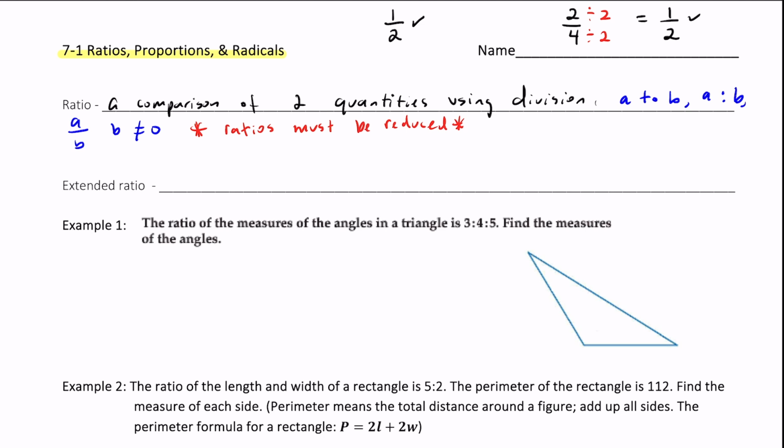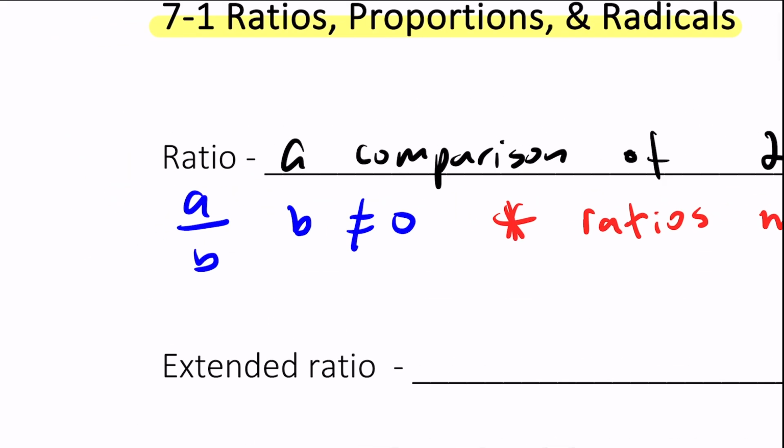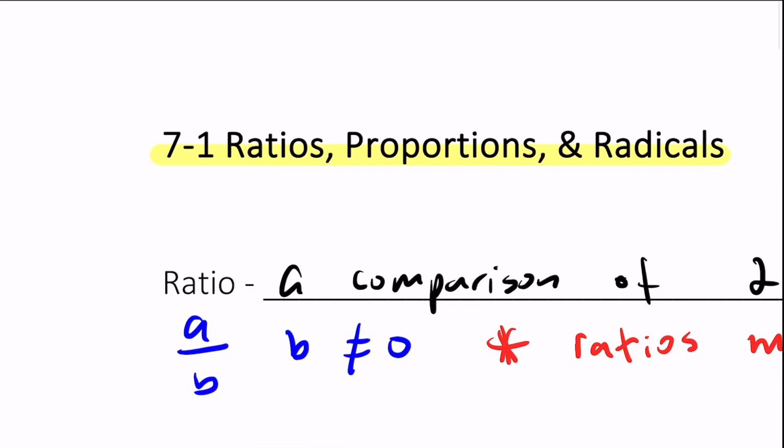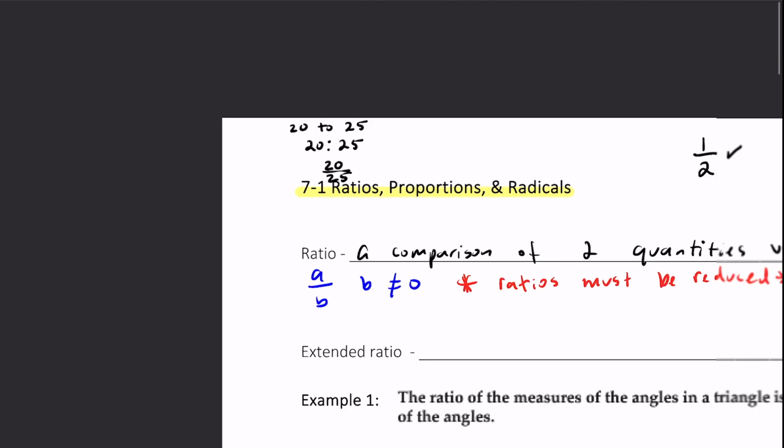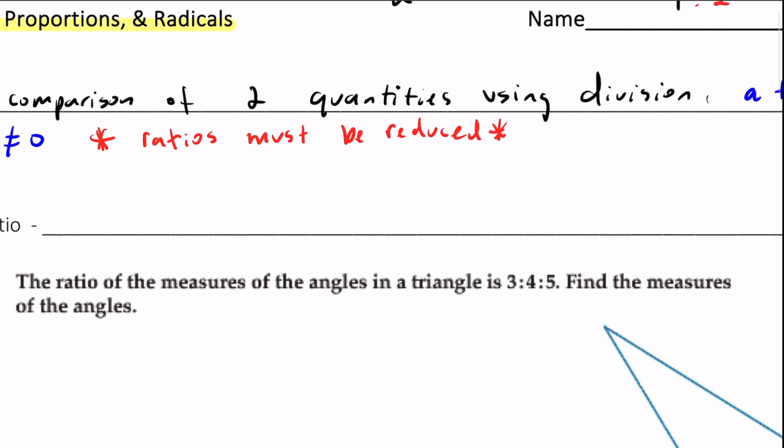In the real world, we use ratios a lot. We use them for cooking, we use them for shopping, we use them for cost, and we can use it for a lot of things. If I were to say a player scores 20 goals in 25 games, well, that's a 20 to 25 ratio. So it's going to be 20 to 25, or 20 colon 25, or 20 over 25. But again, remember, ratios must be reduced.